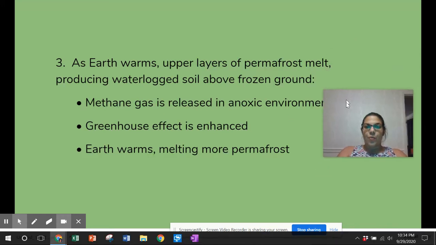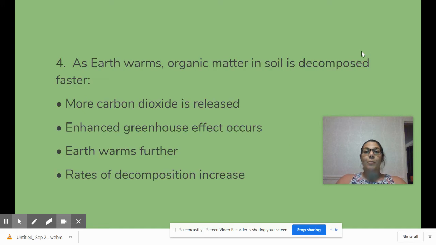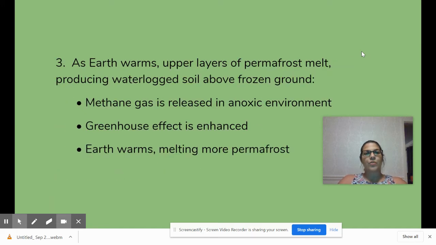3, as Earth warms, upper layers of permafrost melt, producing waterlogged soil above frozen ground. Okay, so melted, frozen. So methane gas is released in an anoxic environment. Greenhouse effect is enhanced. Earth warms, melting more permafrost. So is that positive or negative?